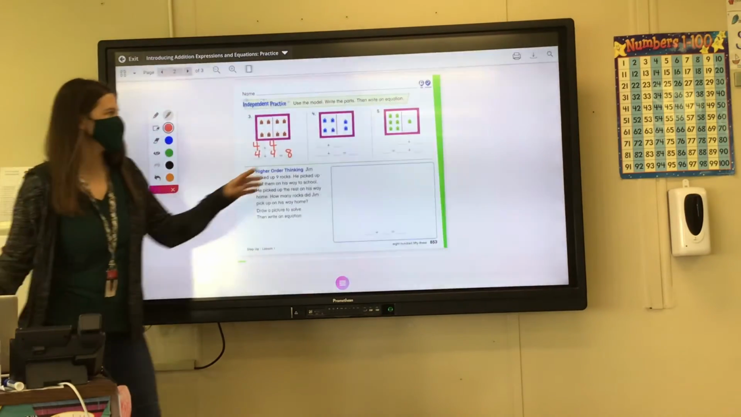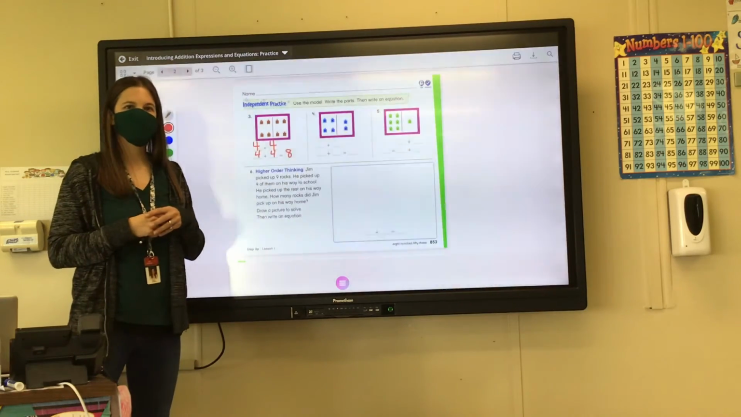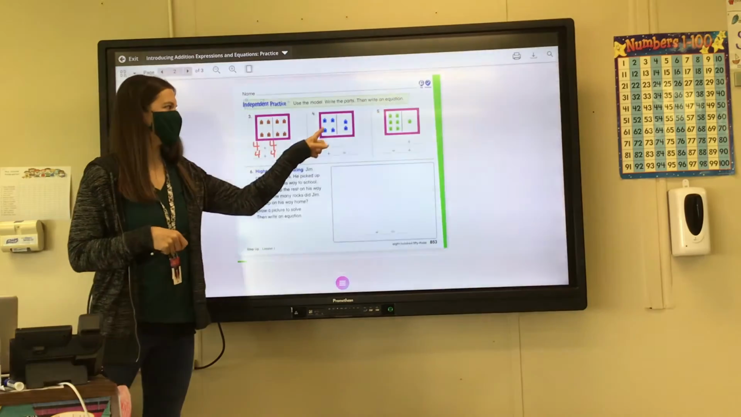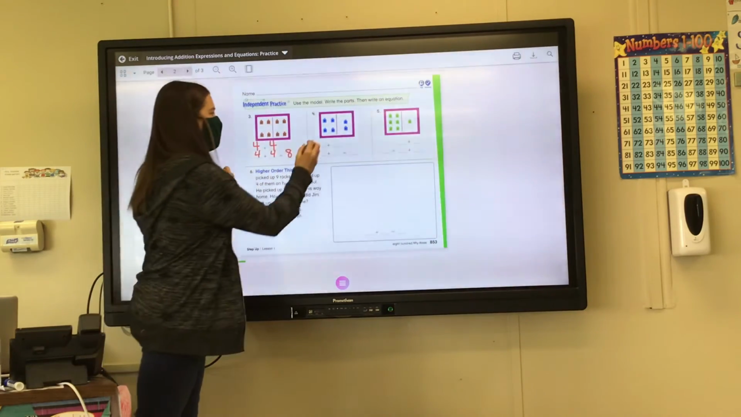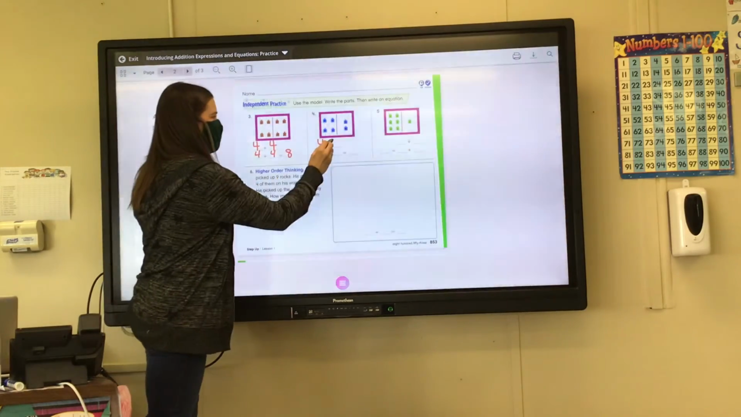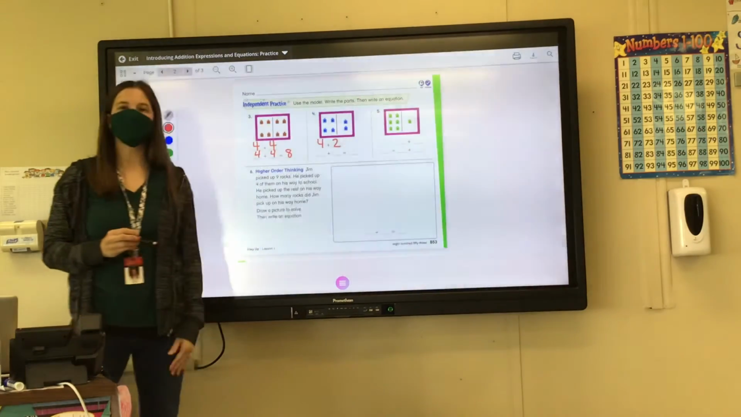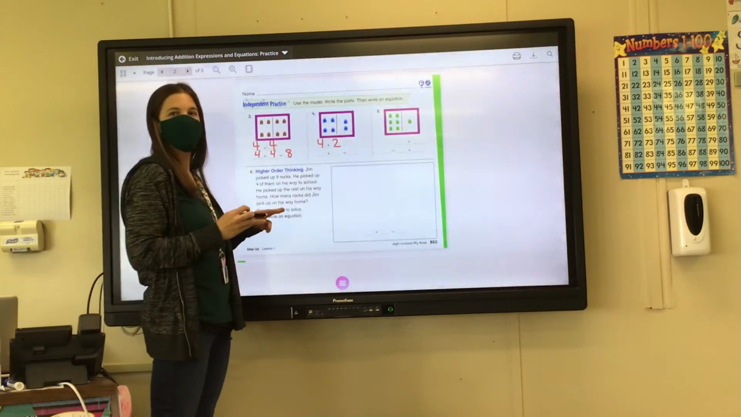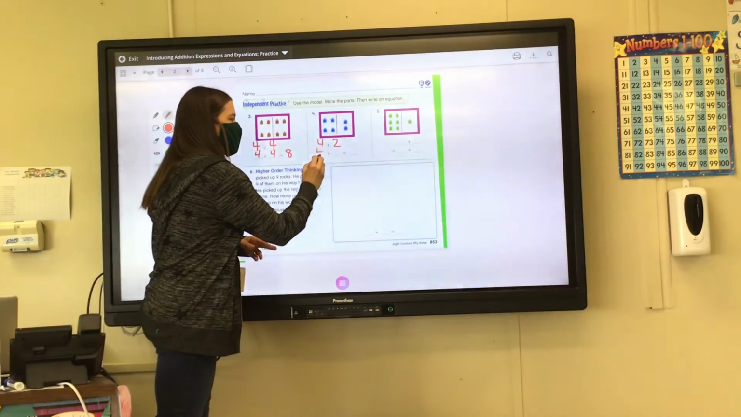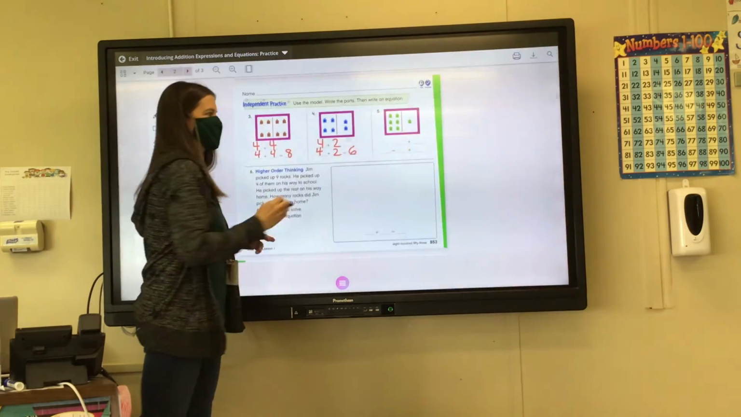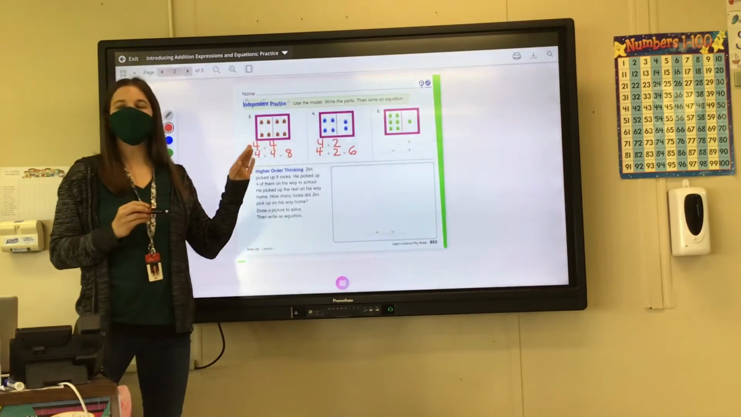All right, see if you can do number 4. How many are in the first part? 4. How many are in the next part? 2. Can you write your equation now? Your 2 parts equal your whole, or your sum. So 4 plus 2 equals how many? 6.